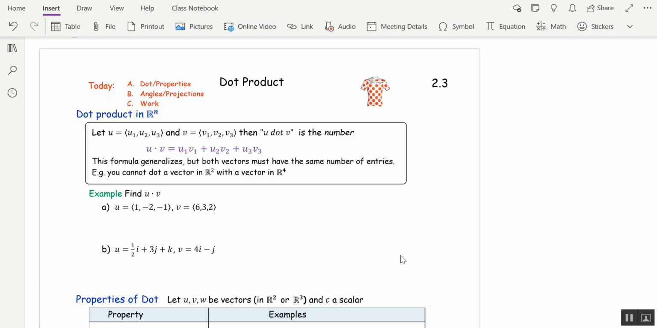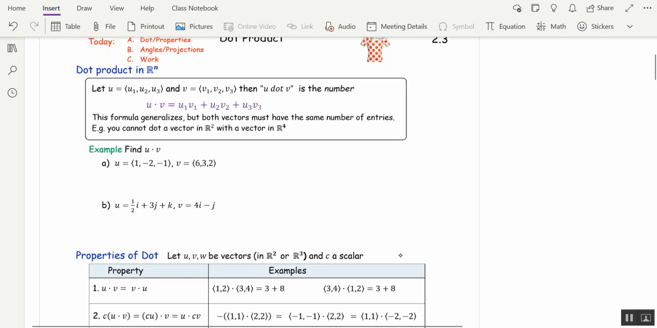Welcome to section 2.3. As I mentioned in the first lecture, there's no multiplication between vectors, but there is something called the dot product. And this is the formula for the dot product of two vectors in R3. And that generalizes to R2, just take out that component, or R4, just add another component. So let's take a look at some examples here.